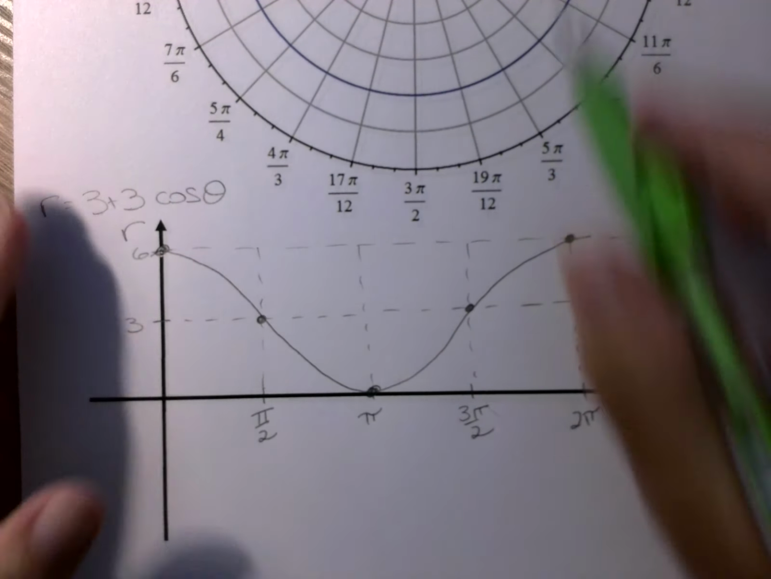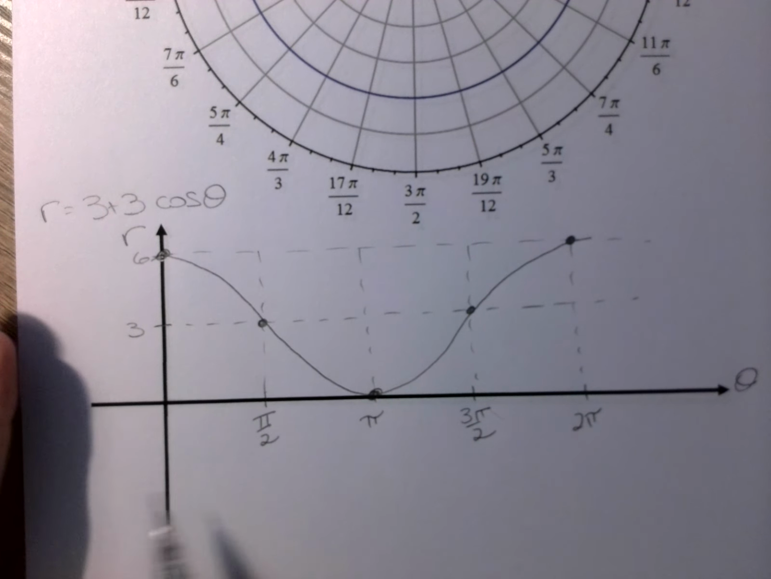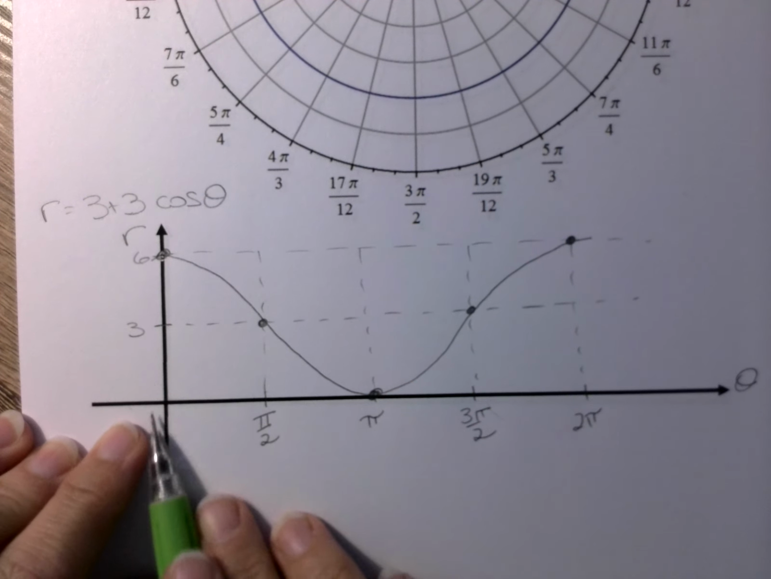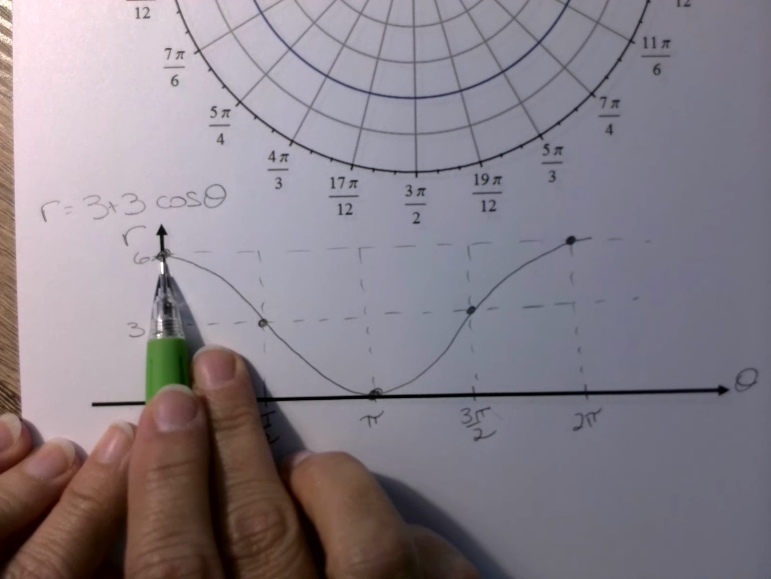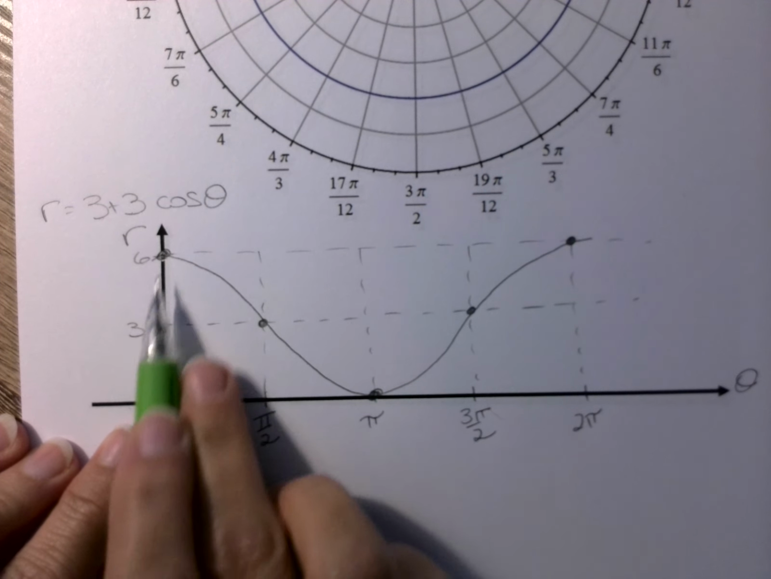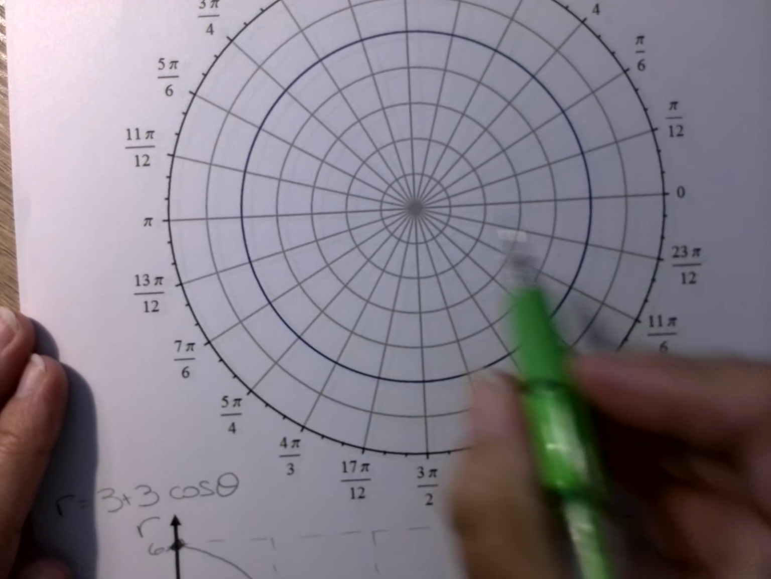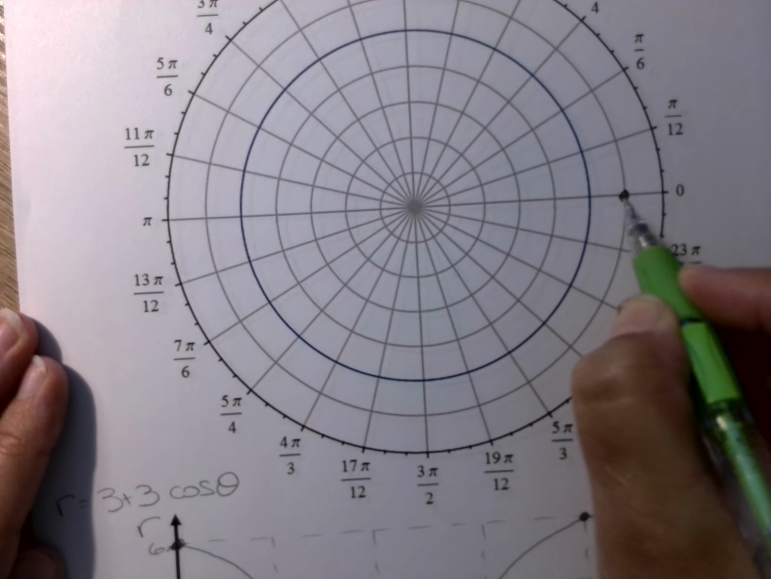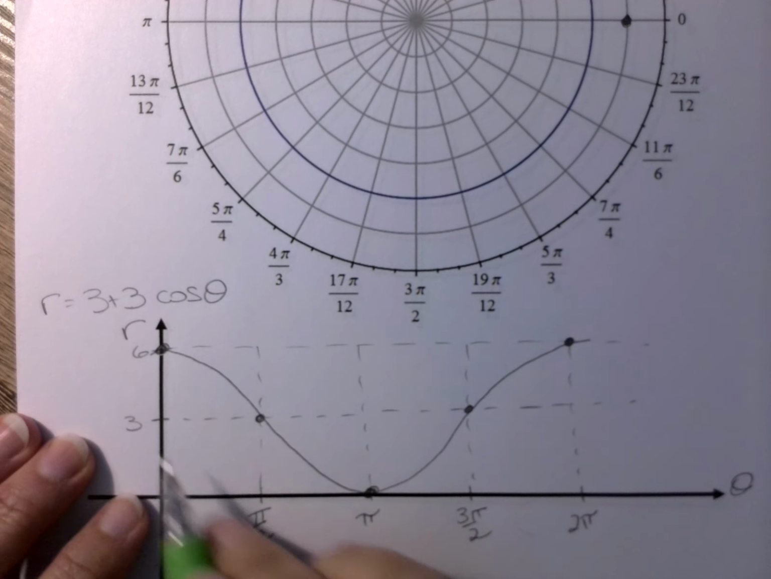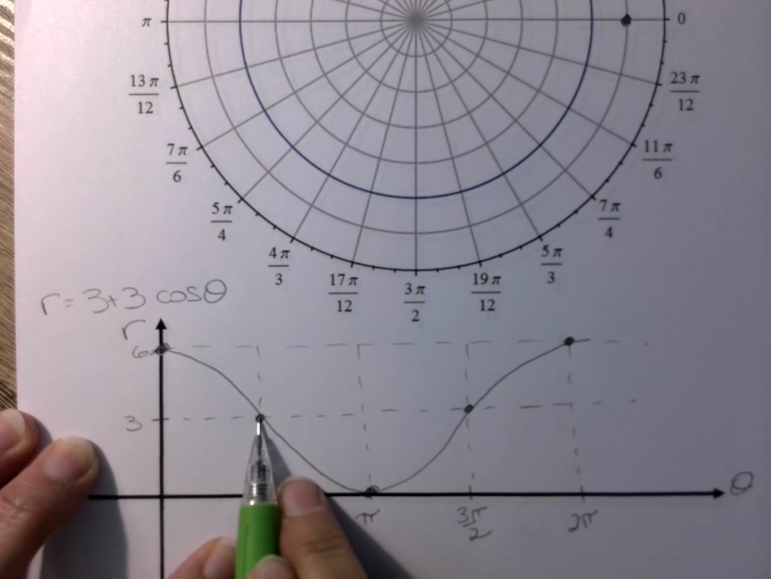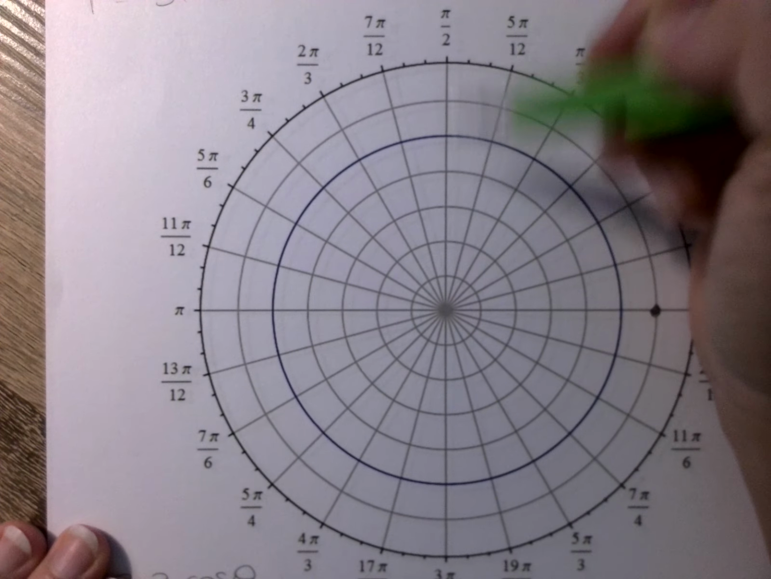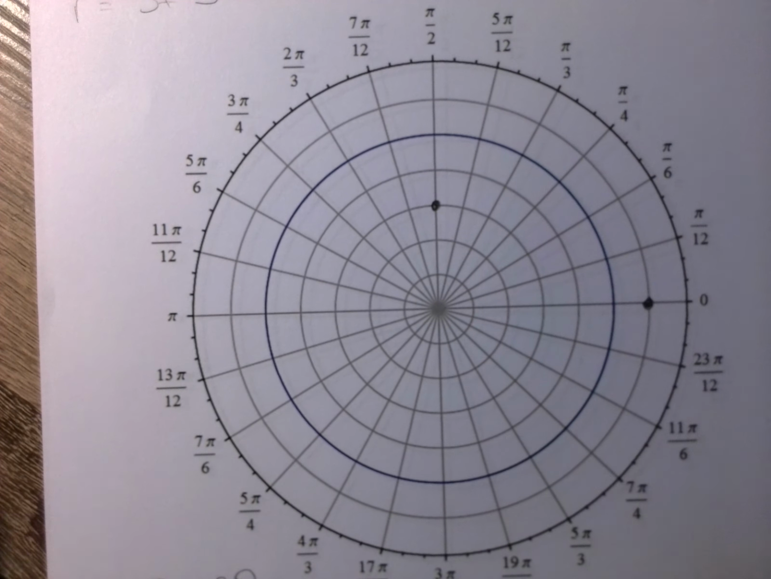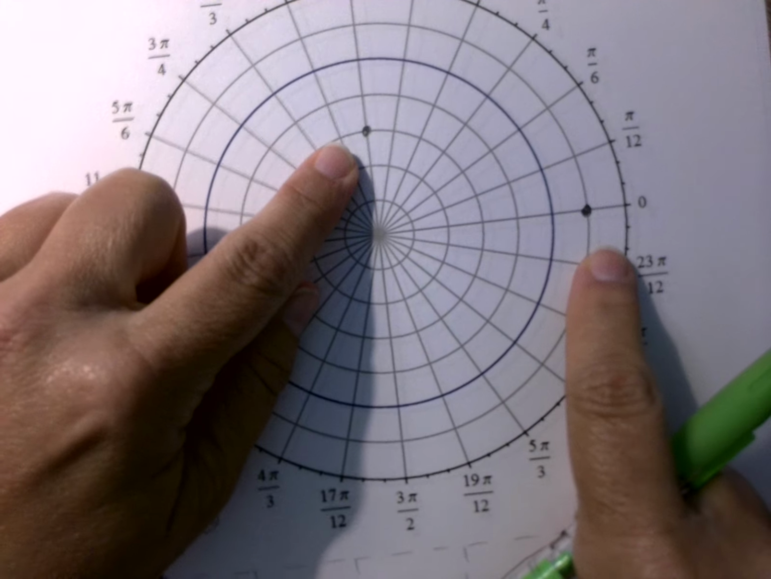So let's see if we can take this and create a polar graph. Remember that the x-axis here, those are our theta values. The y-axis is representing our r values. So at this point right here, I have a theta of 0 and an r of 6. So I'm going to plot that point up here. Theta is 0, r is 6, right here. And at pi over 2, we have a radius of 3. So theta is pi over 2, the radius is 3. Remember, we're going to look at this one quadrant at a time. So that's 0 to pi over 2.